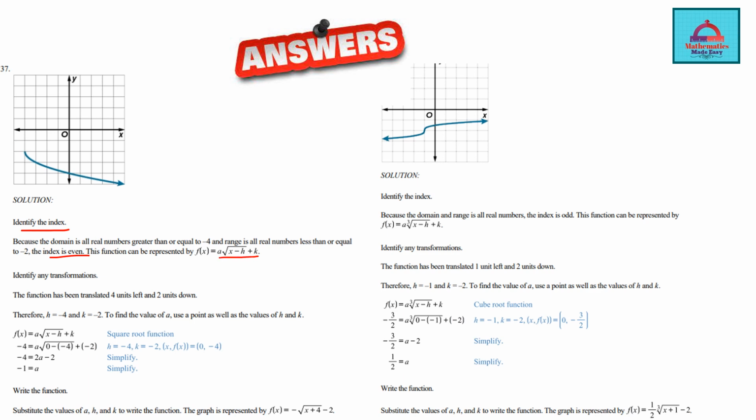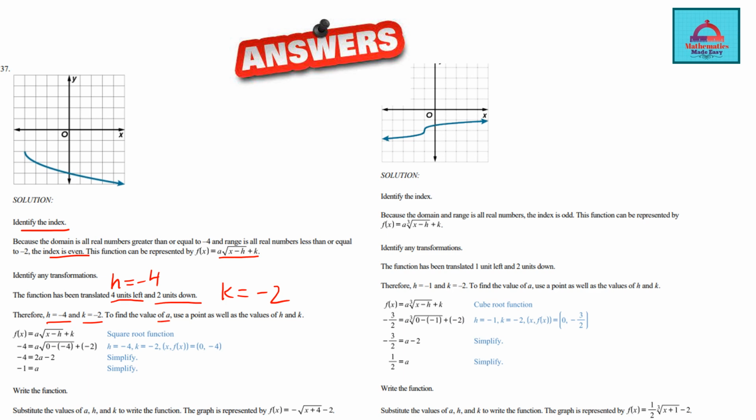So identify the transformation. The function has been translated 4 units left. So what is the horizontal translation? h is equal to minus 4, and k units down, so k is minus 2. Because it is left, it is a negative sign. Because it is down, it is a negative sign. So h and k you have identified, put them in the equation.